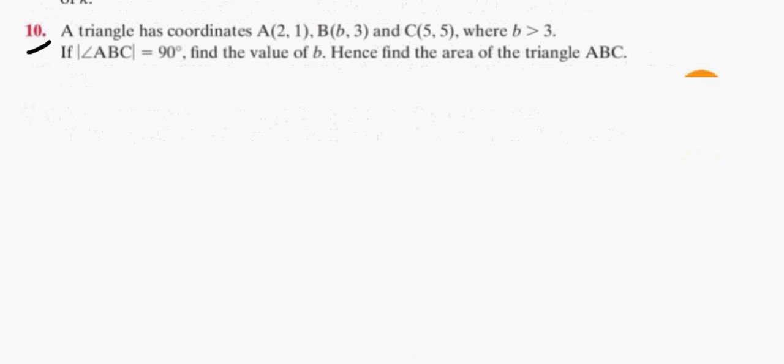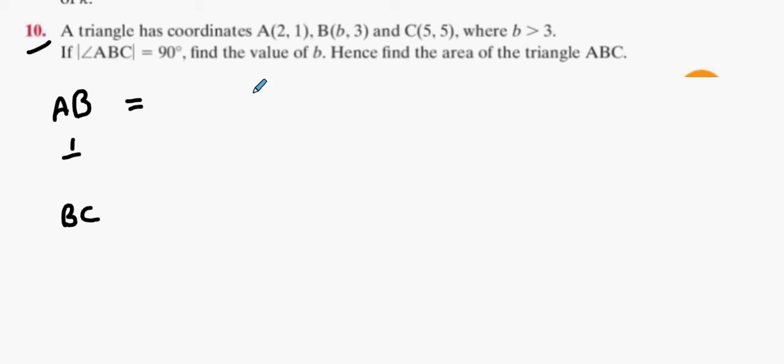Alrighty. Triangle ABC has coordinates A(2, 1), B(b, 3), and C(5, 5), where b is bigger than 3. If angle ABC is 90 degrees, find the value of b, and hence find the area of the triangle ABC. Alright, this is a slope question. So, the slope of AB is perpendicular to the slope of BC.